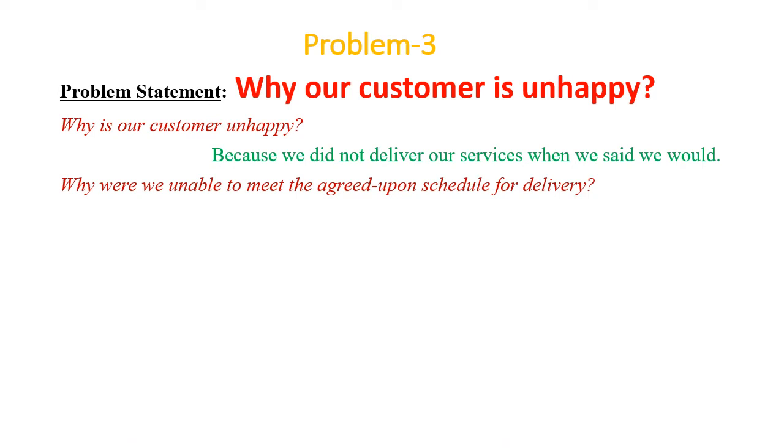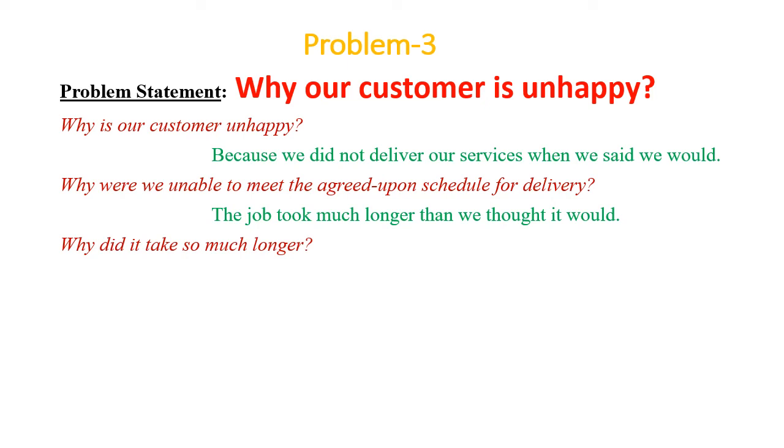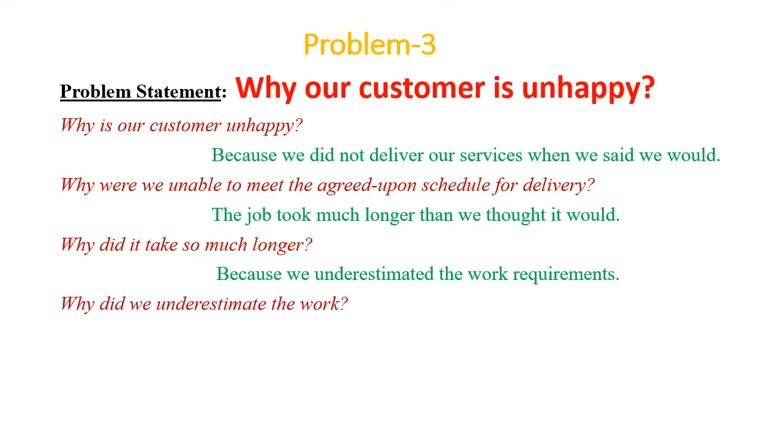So why are we unable to meet the agreed upon schedule for delivery? Because the job took much longer than we thought it would. The job we were supposed to deliver to the customer took much more time than we thought it would take. So why did it take longer? What is the reason behind it? Because we underestimated the work requirement. We did not properly estimate the work requirement. We thought it would be completed in 1 day, but it took 10 days.